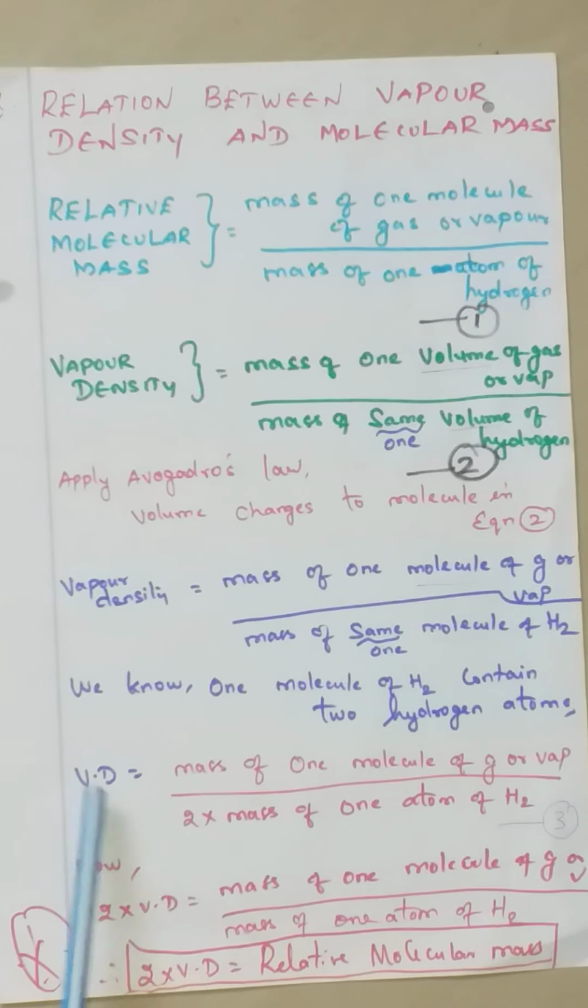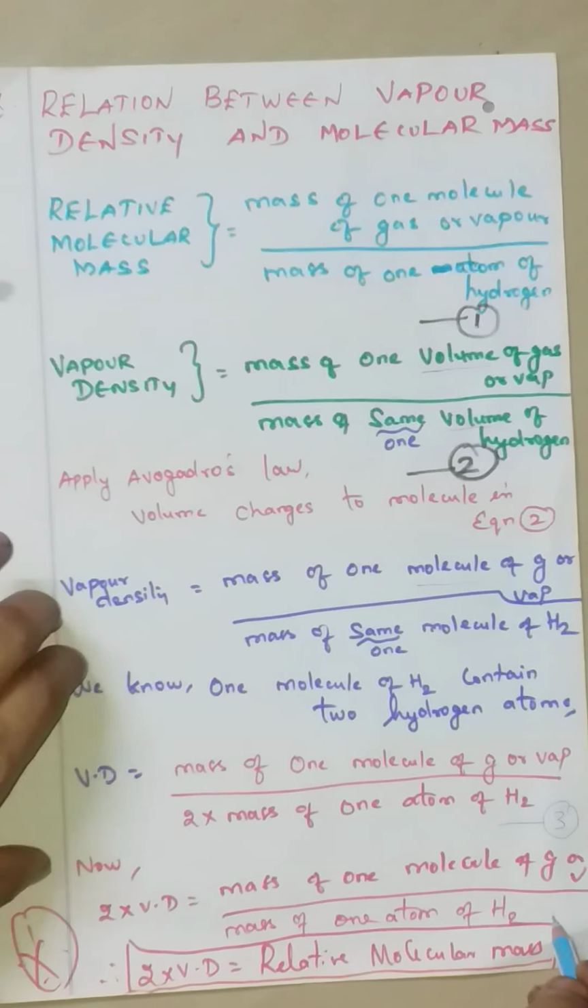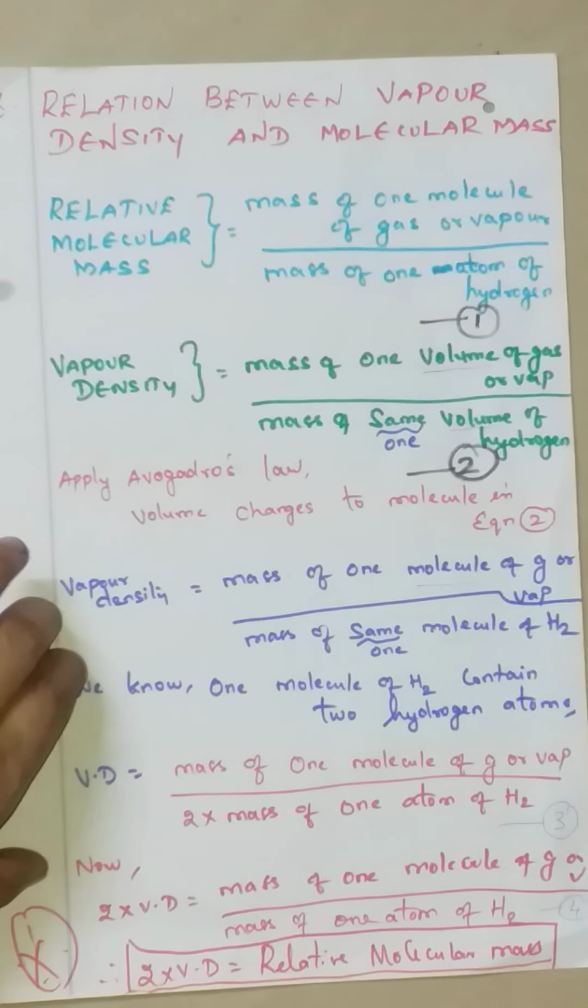It becomes 2 into vapor density. So 2 into vapor density equal to, remaining thing what? Mass of one molecule of gas or vapor by mass of one atom of hydrogen. Because this 2 comes to the left side. So 2 into vapor density equal to mass of one molecule of gas or vapor by mass of one atom of hydrogen. Now keep them as a fourth equation.